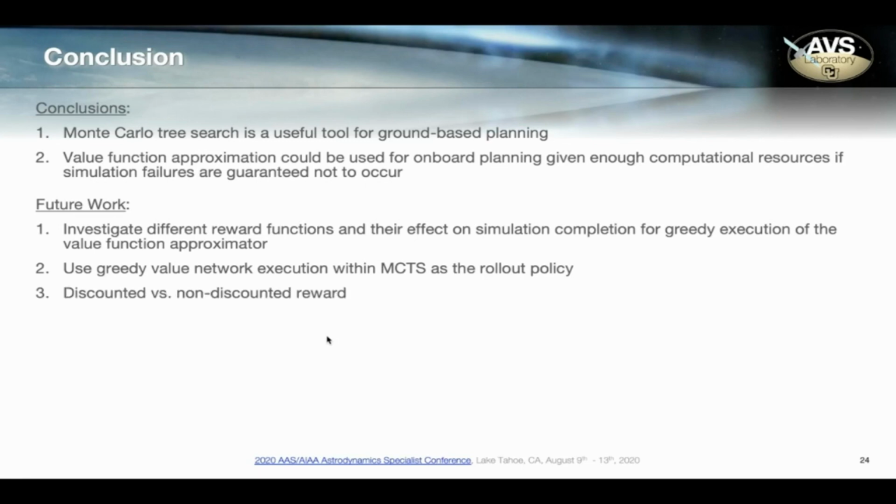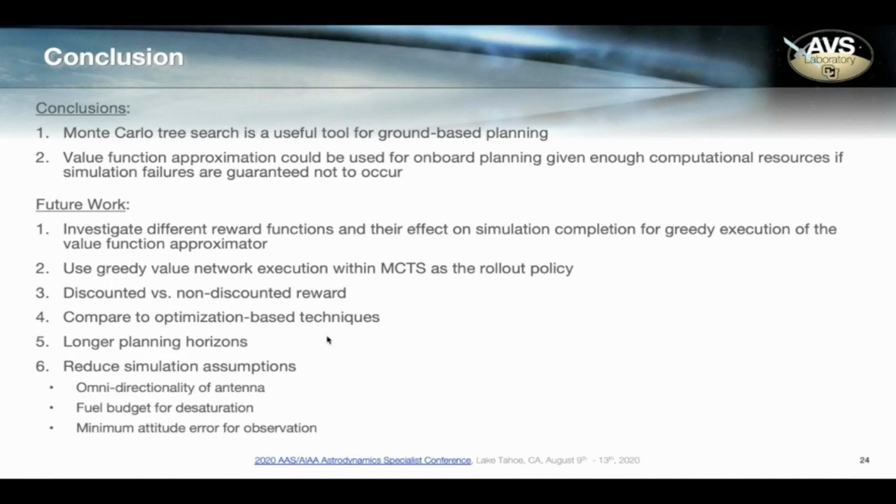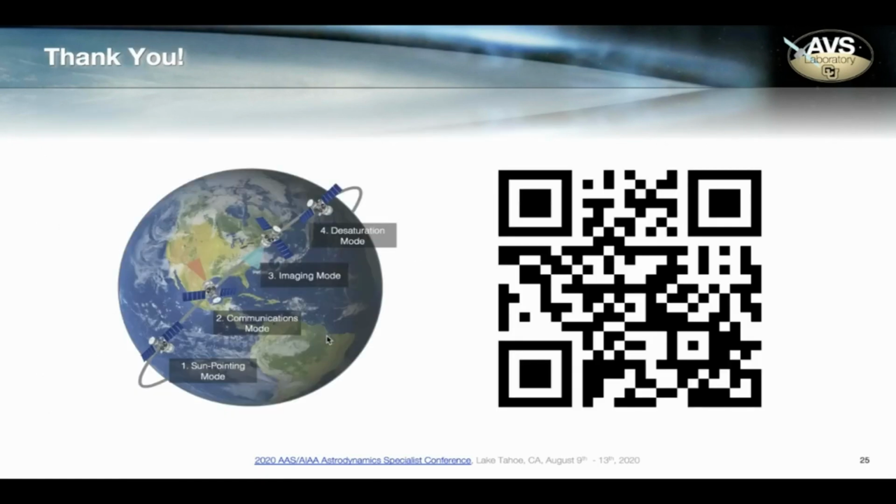I'd also like to explore a discounted versus non-discounted reward. This is a finite horizon problem, so discounted reward may not be appropriate. And I'd also like to compare to optimization-based techniques to see in which ways MCTS and value function approximation really shine. Like to look at longer planning horizons and also just reduce assumptions made within the simulation.